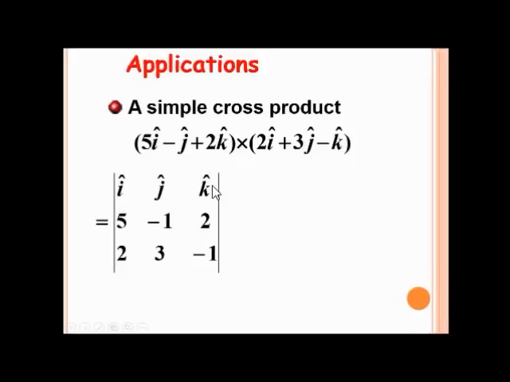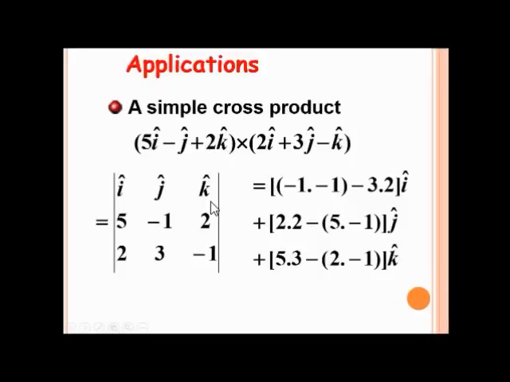Now we need to calculate the cross product. Very simple. For the first row, write the directions i, j, k cap. In the second row, the magnitudes of the first vector. In the third row, the magnitudes of the second vector. Now find the determinant. Taking i cap: minus 1 into minus 1, minus 3 into 2. Taking j cap: 2 into 2 minus 5 into minus 1. Taking k cap: 5 into 3 minus 2 into minus 1.